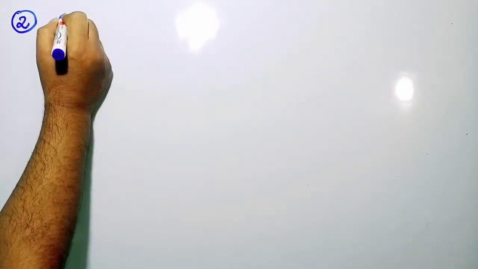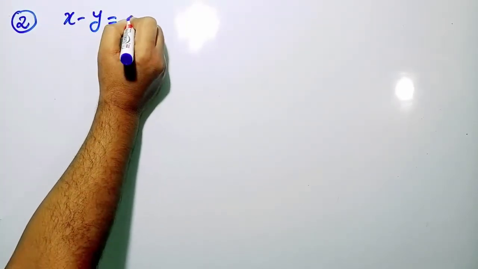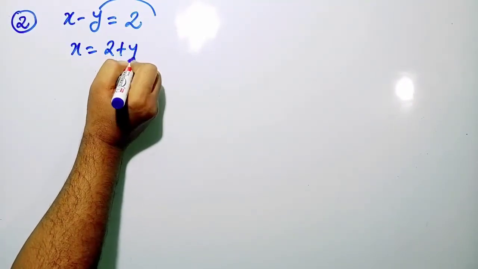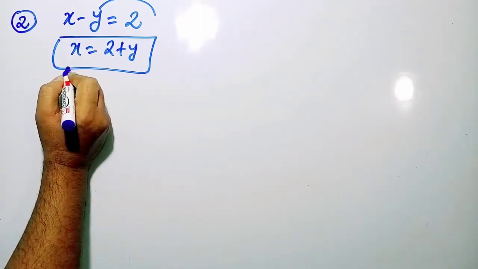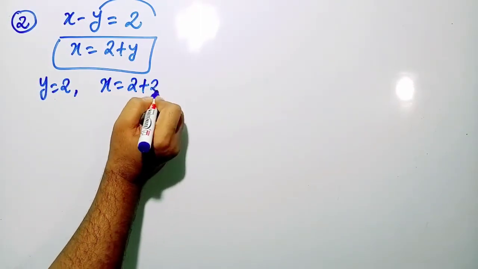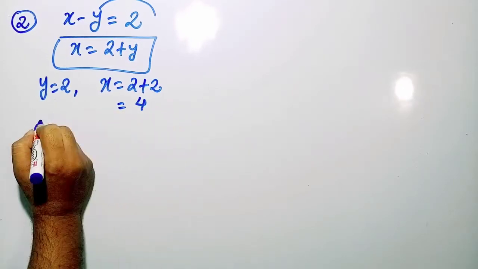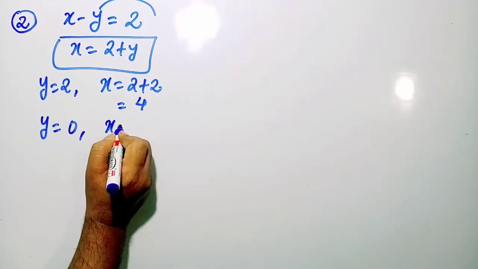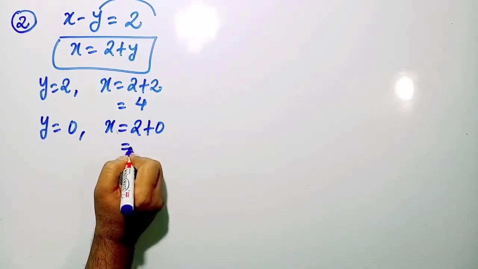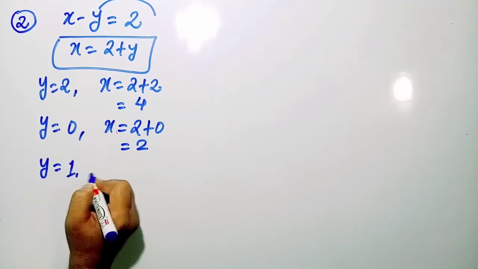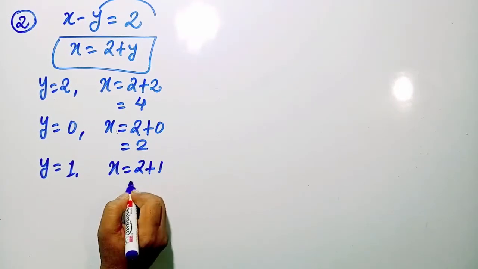Let us see the next question. x minus y is equal to 2. So formulating x over here, x is 2 plus y. Now considering different values of y, consider y is 2, x is 2 plus 2, we are getting 4. Now considering y is equal to 0, so x is equal to 2 plus 0, 2. Now consider y is equal to, suppose, 1, x is equal to 2 plus 1, we are getting 3.